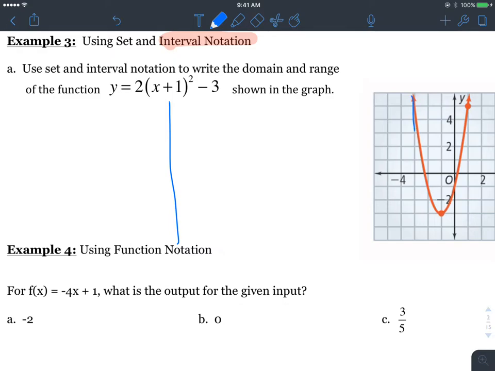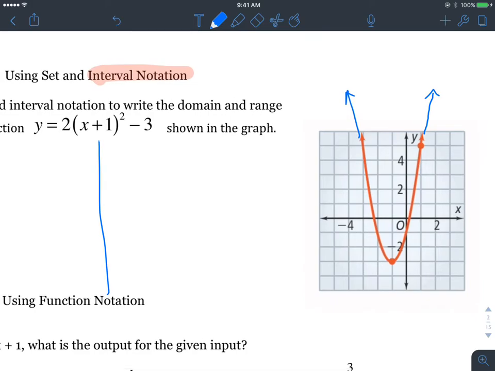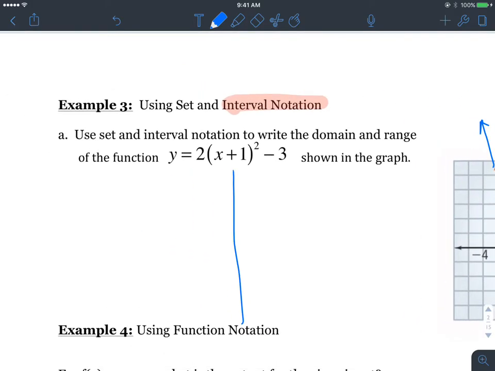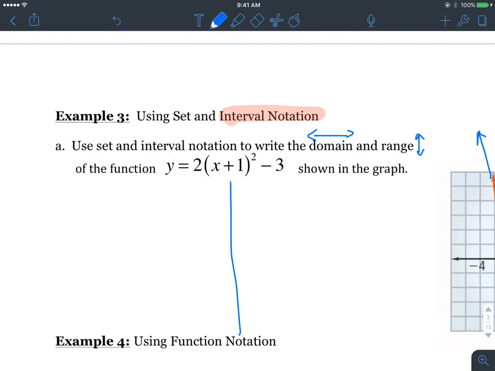Now, with this parabola here, it's going up forever, and it's going slowly, but it's going left and right forever. So when we talk about our domain, the domain is always going to be how far to the left and how far to the right, and then the range is how far up and how far down. Now with this parabola here, since it's going left and right technically forever, we say it's all real numbers.